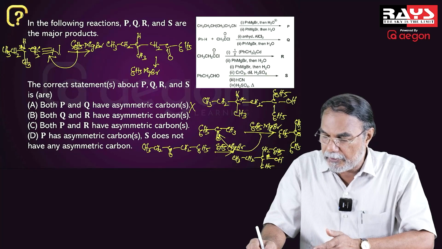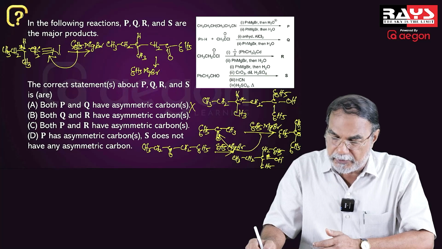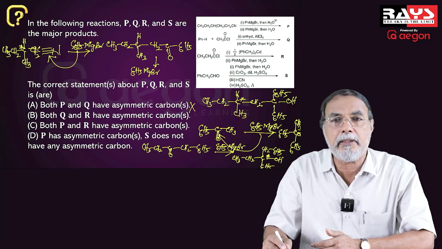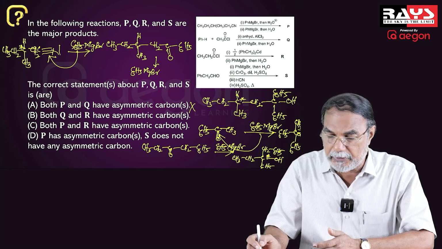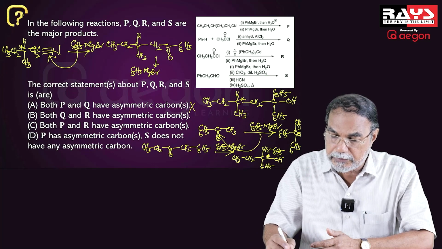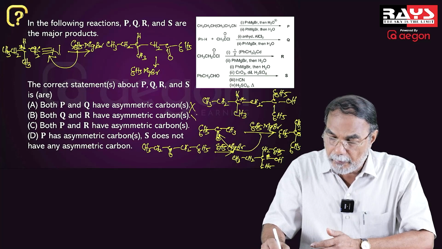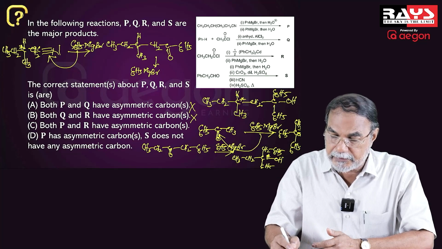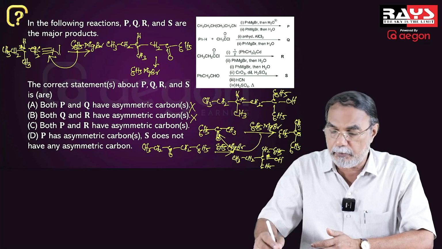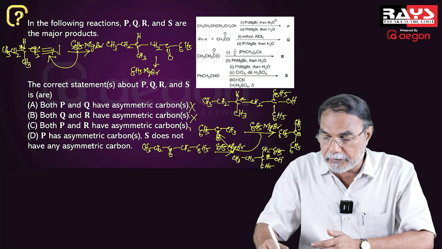That means this carbon atom is asymmetric. That means R is asymmetric. So P is asymmetric. P has an asymmetric carbon. Q doesn't have an asymmetric carbon, whereas R has an asymmetric carbon. So both Q and R have asymmetric carbon. That's again a wrong statement.